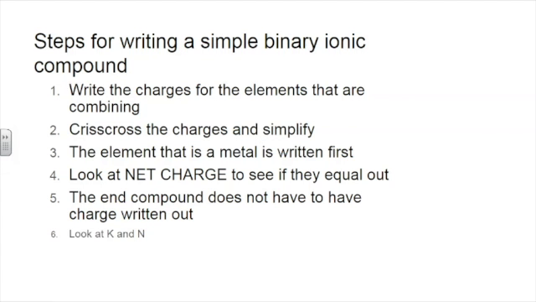The steps for writing a simple binary ion compound are as follows. First, you need to write the charges for the elements that you are combining. Then you crisscross those charges and simplify if needed. The element that is a metal or a positive charge is written first. Now look at the net charge to see if they equal out. The end compound does not have to have the charge written out. You just need to know how many of each element you have. So I'm going to do some examples on writing simple binary ionic compounds when given the elements.